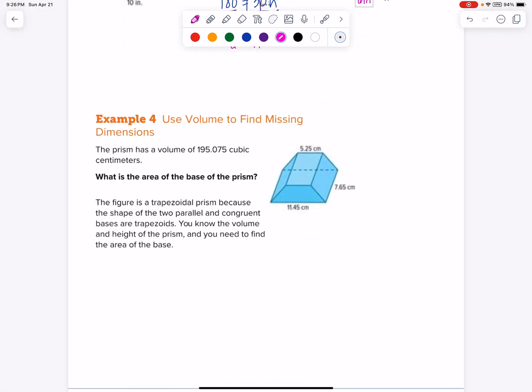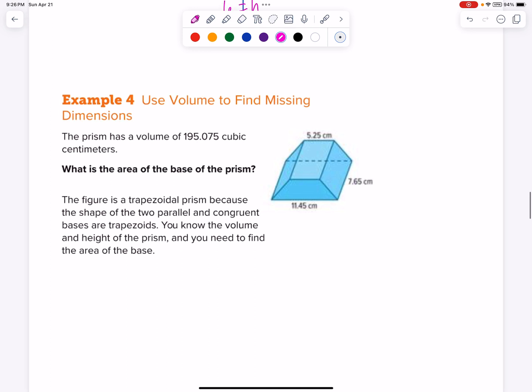Okay. All right, let's go ahead and check out this one. So we're using volume to find the missing dimensions. Now we have a prism, okay, and you can see that the base is a trapezoid, so we would call it a trapezoidal prism, okay? And so we still have the same formula, okay? The thing that we don't know, okay, is, let's see, we know the volume. Okay, so we have that.